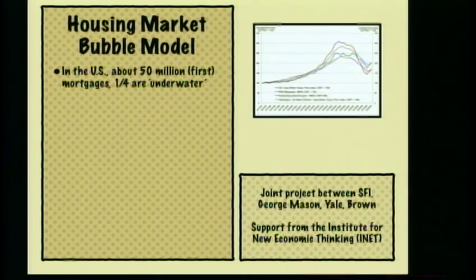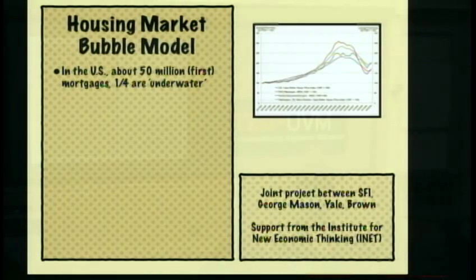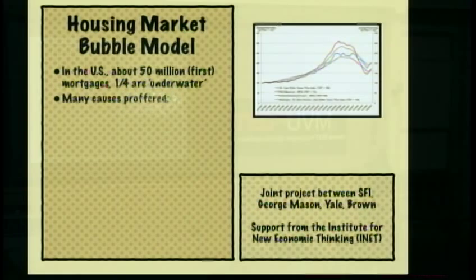So this is a model where we will attempt to render it at scale. At scale means there are 50 million mortgage holders in the U.S. It turns out that as a practical matter today, one quarter of them are in fact underwater, meaning that the face value of the loan is more than what the value of the house is, ostensibly.